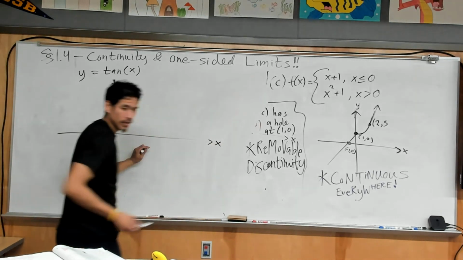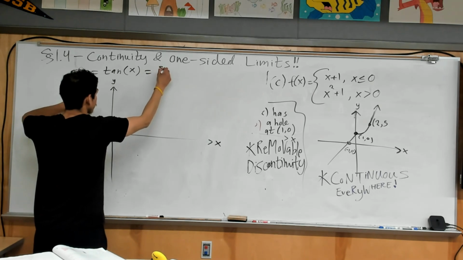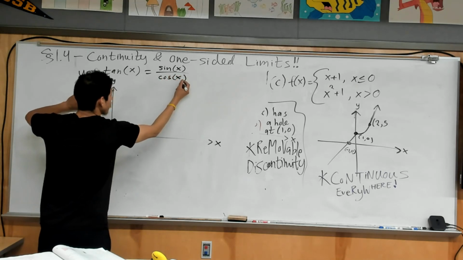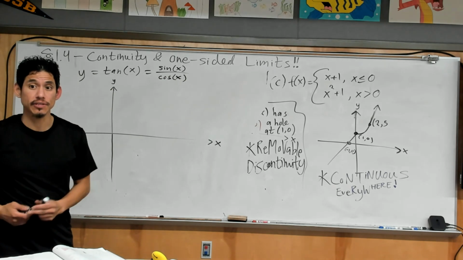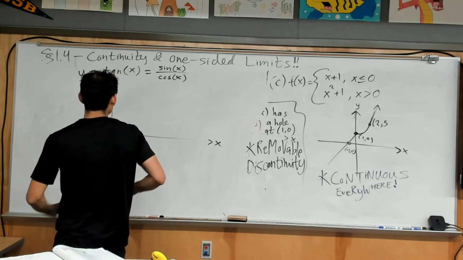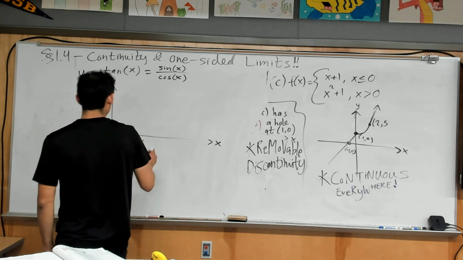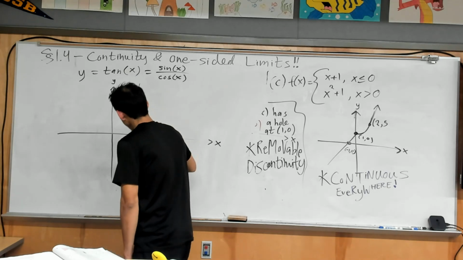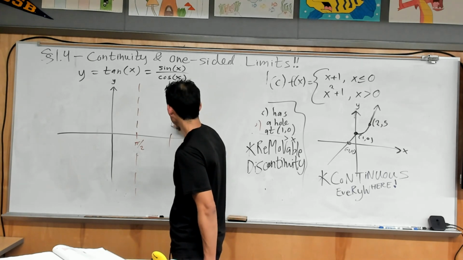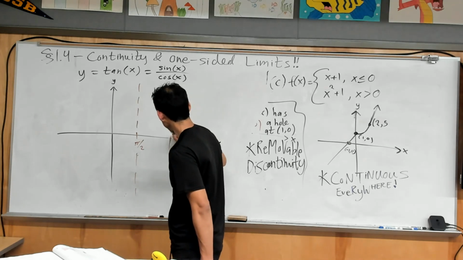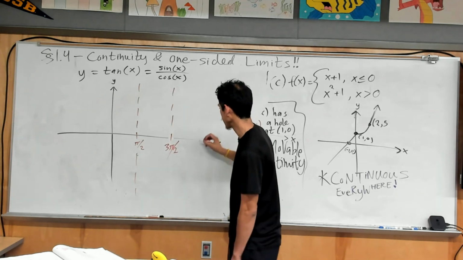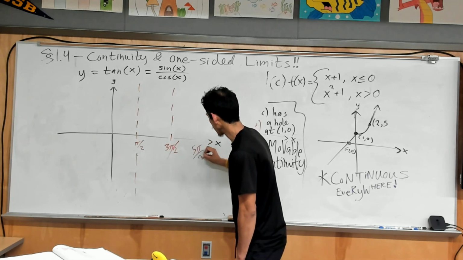Okay, so then the tangent function, remember, is equal to the sine of x over the cosine of x. So anytime the denominator, the cosine of x, is equal to 0, this is going to be undefined. So it's undefined for pi over 2, 3 pi over 2, 5 pi over 2 and so forth.